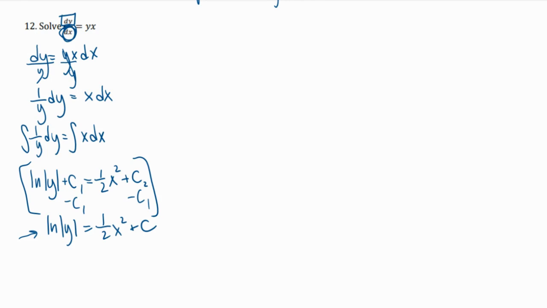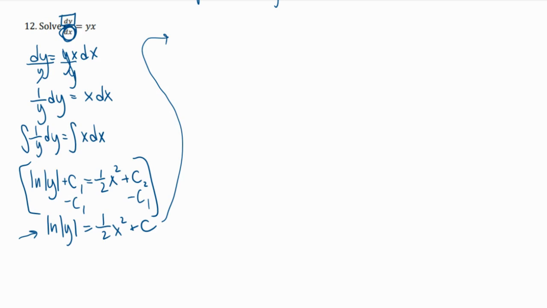So go ahead and just keep your plus c on the right as long as you have a plus c. If you don't have a plus c, then you're going to get a lot of points taken off. So make sure you have your plus c on the right-hand side. All right, and then we're going to solve for y. So this is the solve part.